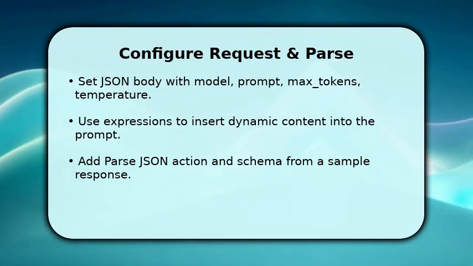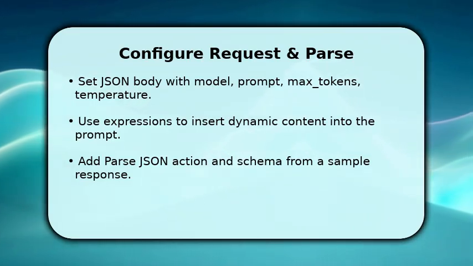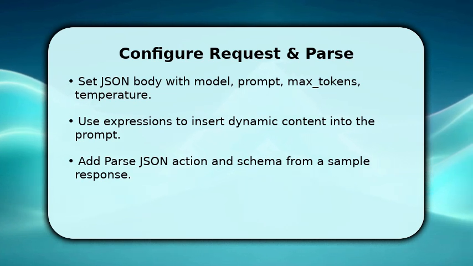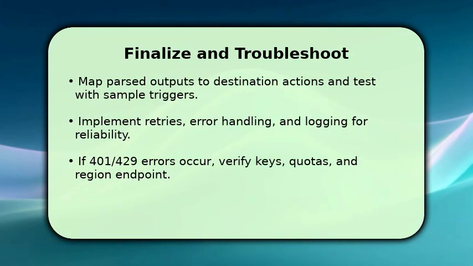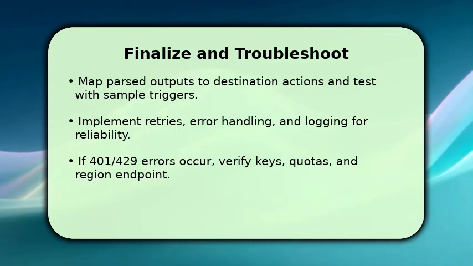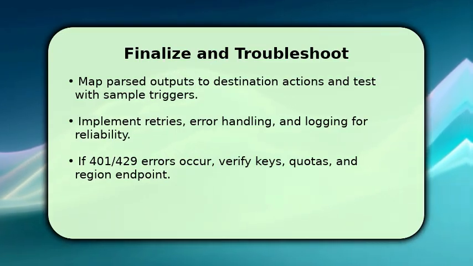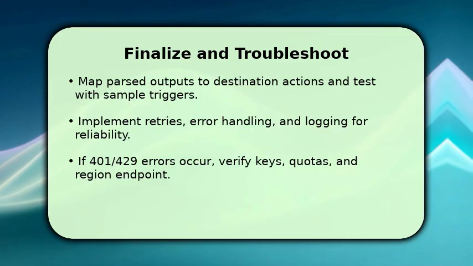Make sure to map outputs to subsequent actions like Teams, Outlook, or data stores for downstream use. To finish, wire parsed outputs into your target actions and run end-to-end tests with realistic triggers. Make sure to add scope-based error handling, retry policies, and logging to capture any bad responses or throttling.